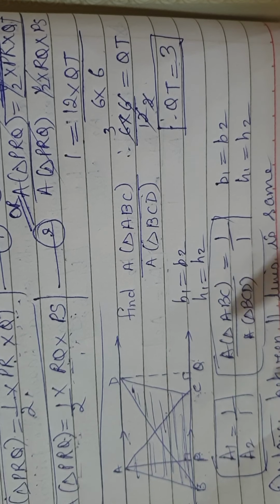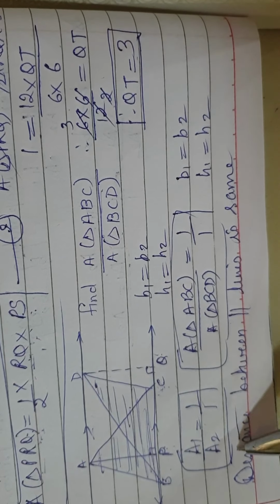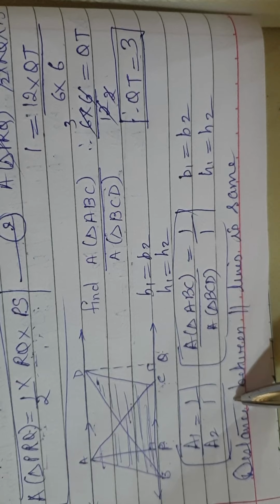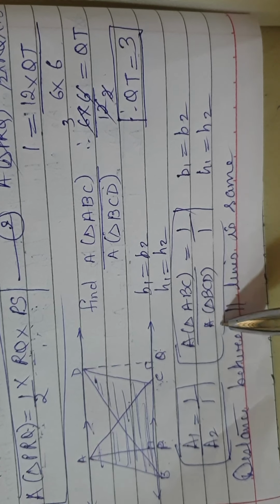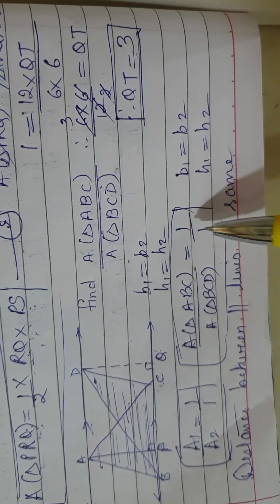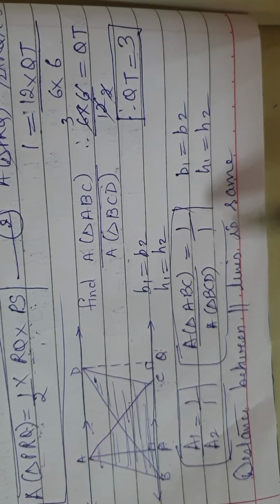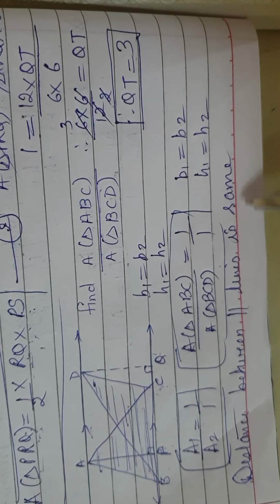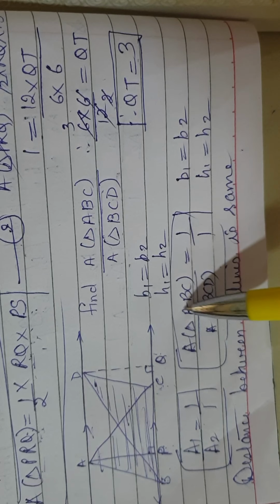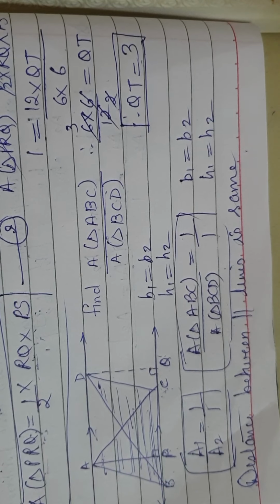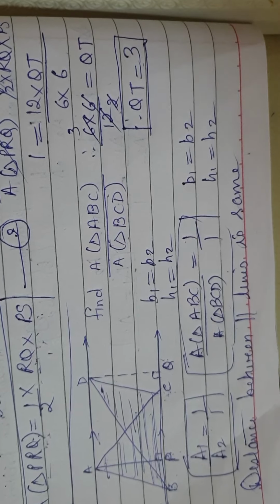So they are also the same. So if the base and the height is same, what will happen? A1 upon A2 will be 1 upon 1. And thus area triangle ABC upon area triangle BCD will be 1 upon 1 because their bases are same, their heights are same. Why the heights are same? It's the distance between the parallel lines. So the question asked was what is the ratio of the area? The answer is 1 upon 1, or you can just write the answer as 1.